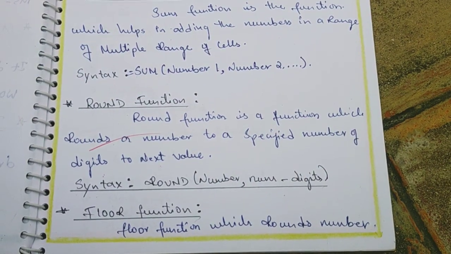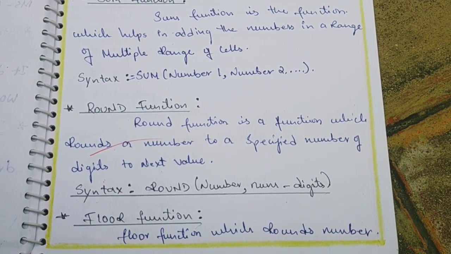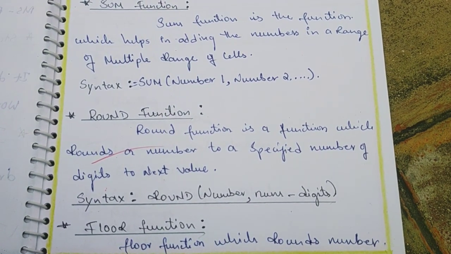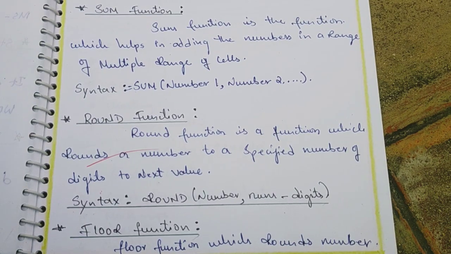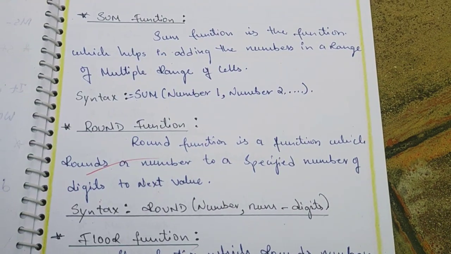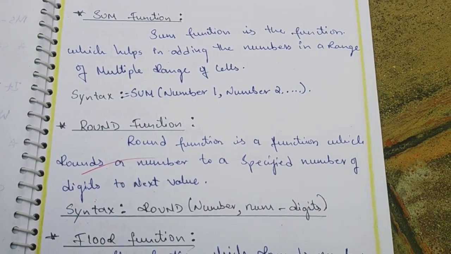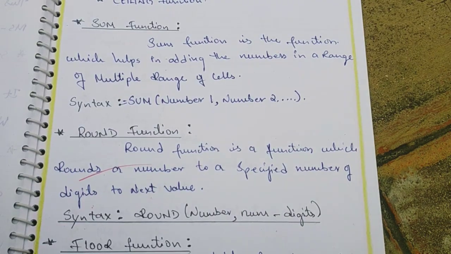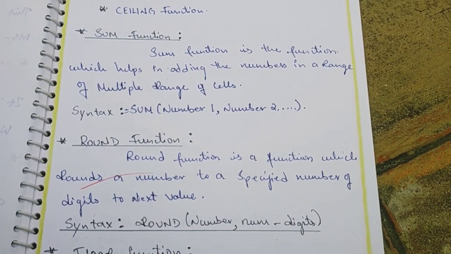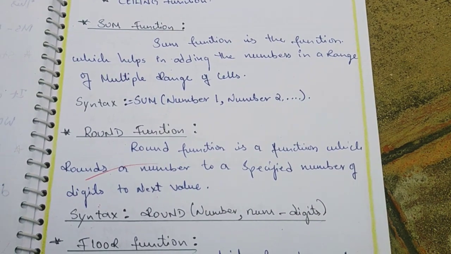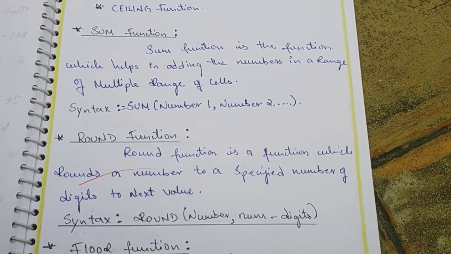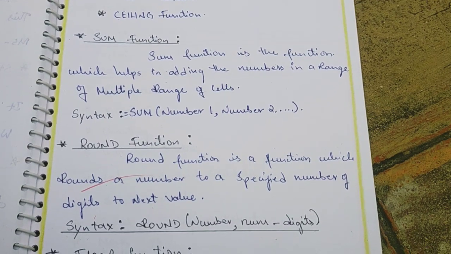ROUND function is a function which rounds a number to a specified number of digits, to the next value. Usually we do this in mathematical form, like we round off the numbers to the nearer exact value. So this ROUND function helps us specify the number of digits which is equal to the next value. The syntax is ROUND open bracket, the specific range of number you can add with it.